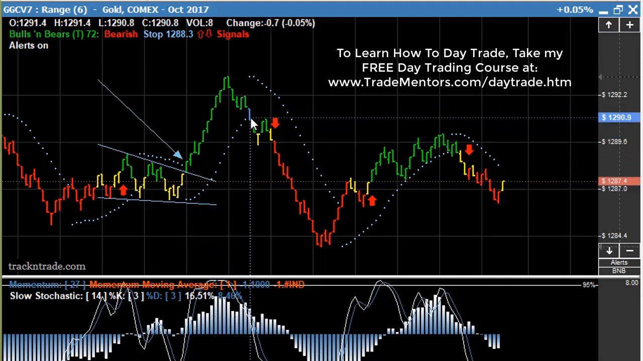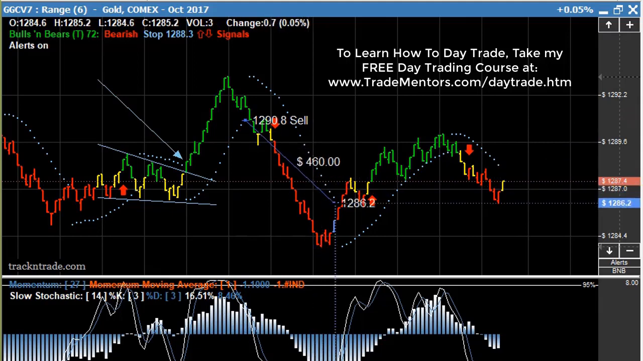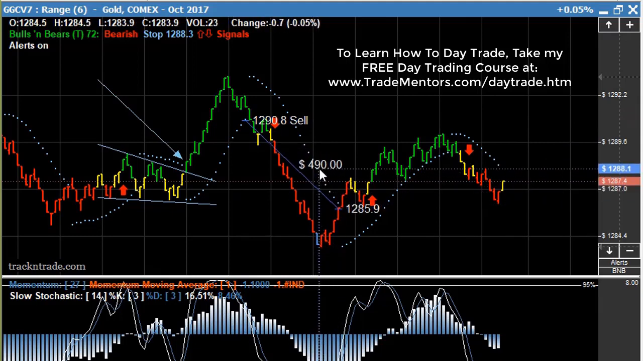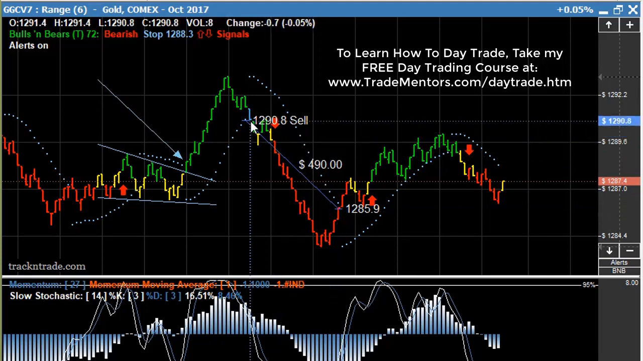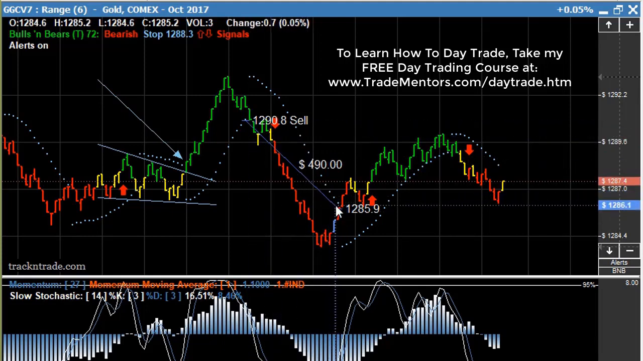So what that does is it immediately just reverses our position, takes us out of the long position, puts us in short, and then we take that next one down to the next long position at this point, which is a $490 move for an individual contract, per contract. So that would be a nice move down, and then we could swing trade that back the other way.